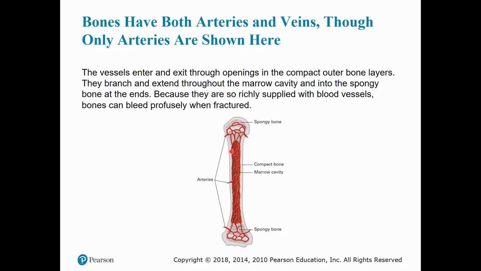So we have bones. These bones have arteries and veins that come within. So you have your compact bone, you have your bone marrow, which is where our red blood cells are made.